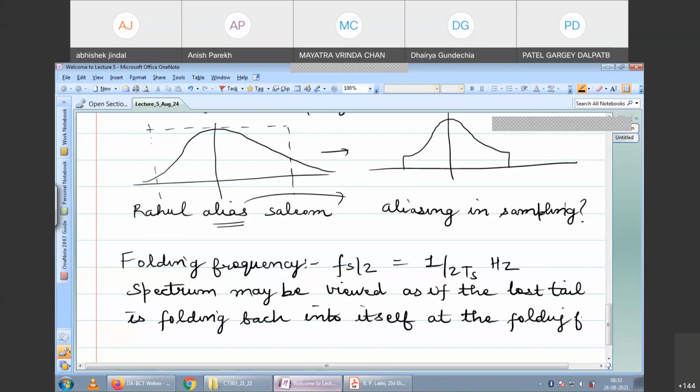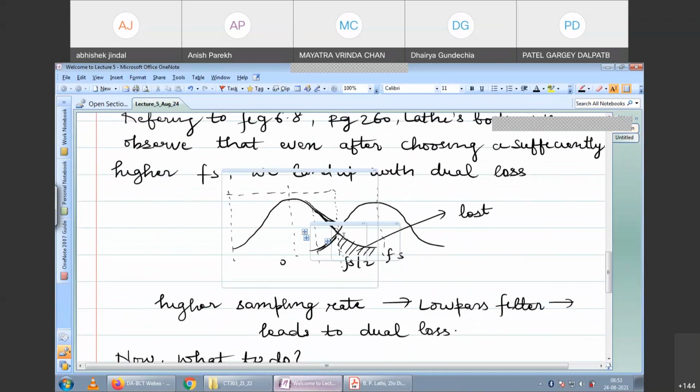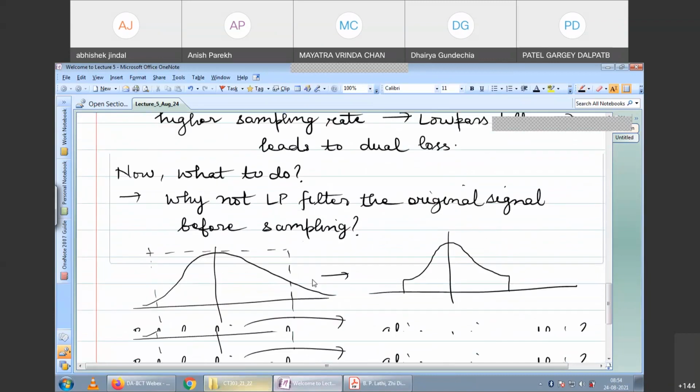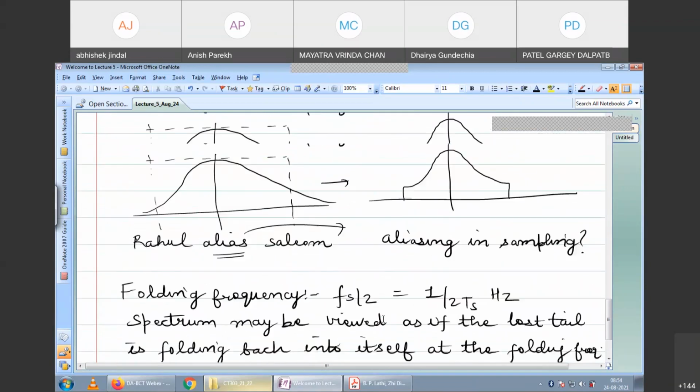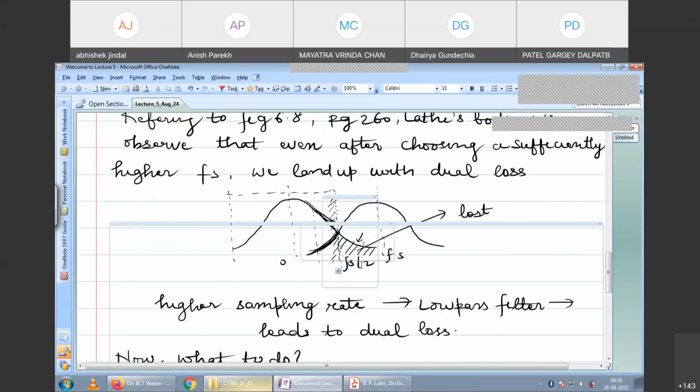Now this is very logical, and you can see. Let me just go to that. Yeah, you can see this. Let us say this is the point, and I place a mirror over it. Now in the mirror, if you see this part of the spectrum, you will find that it will be taking a form like this. That's why what I have written is that the spectrum may be viewed as if the lost tail, which was lost because of the low pass filtering, is folding back into itself at the folding frequency.